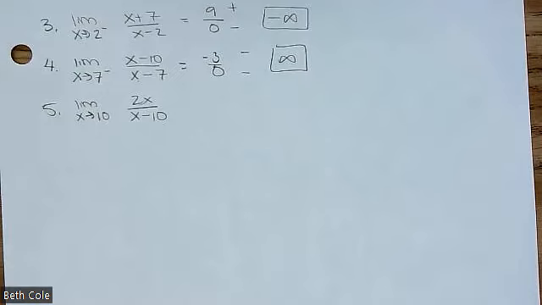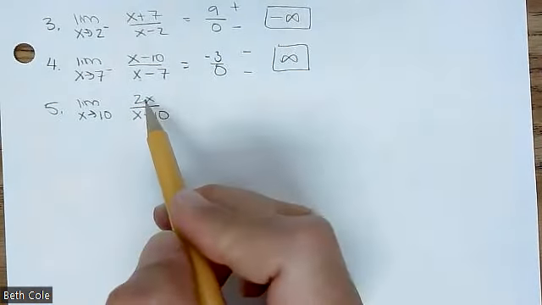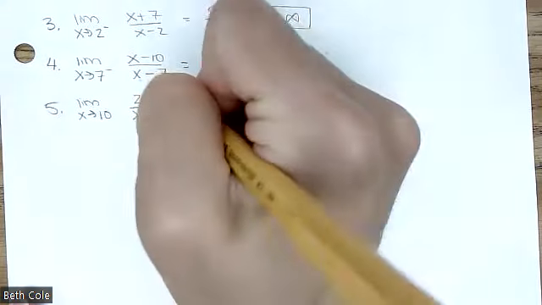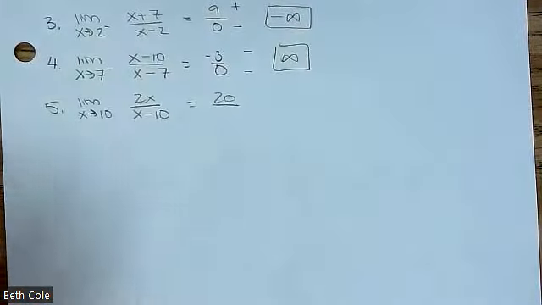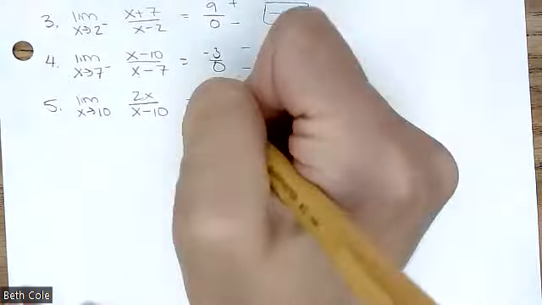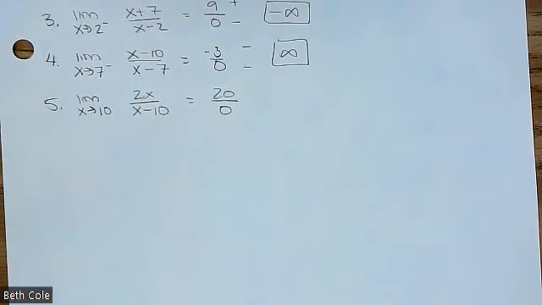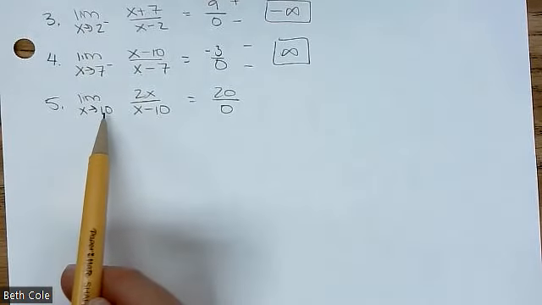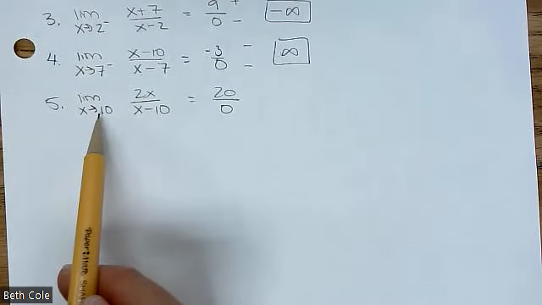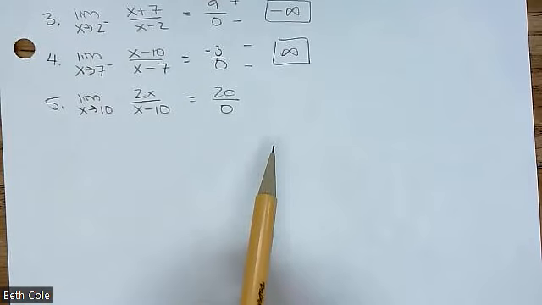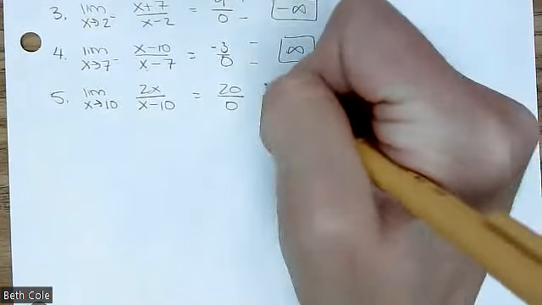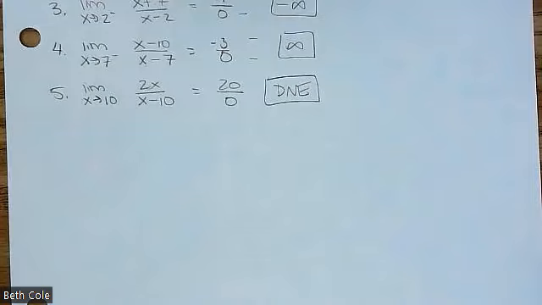So 10 is the number. We're going to just plug in 10. You ready? 2 times 10. 20. Good. On the denominator, 10 minus 10. 0. Oh my gosh. It came out to a number over 0. That means there's an asymptote. Is it sided? No. So what does that mean? Does not exist. If it isn't sided, you can't get an answer.